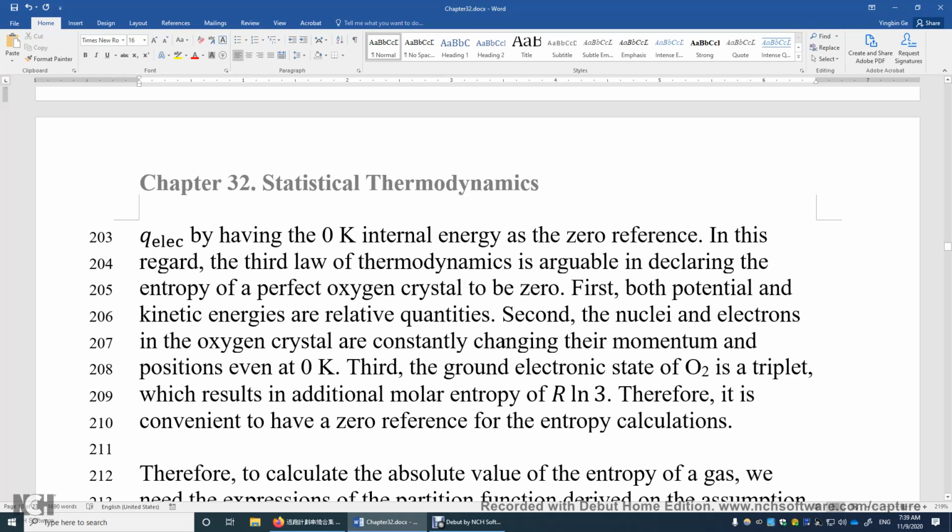First, both potential and kinetic energies are relative quantities. When we are talking about potential energy, it depends on the relative positions of the particles. And even for kinetic energies of the particles, you have to look at the relative motions of those particles. So both potential and kinetic energies are just relative quantities. You can't just calculate the 0 K electronic energy and say it is the absolute energy of the particle.